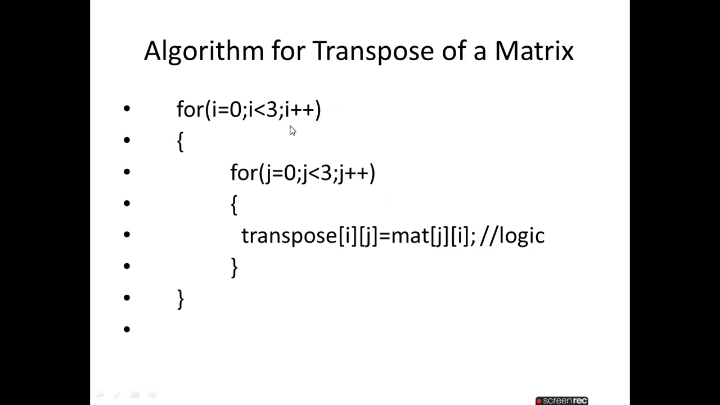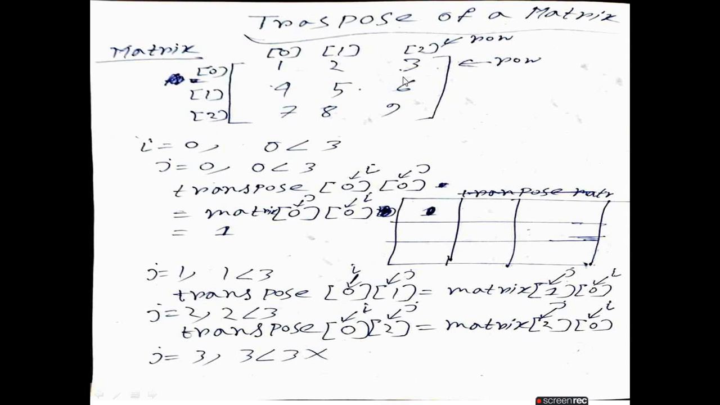For transposing, for an example, this is a matrix. This is the zeroth row, this is row 1, row 2. In the transpose, this row 0 becomes column 0. This row 1 becomes column 1. Here 4, 5, 6 is a column 1 element. This row 2 becomes column 2.